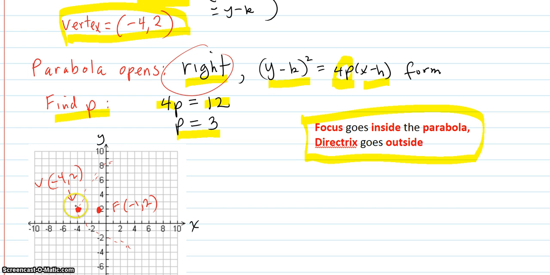And the directrix is 3 units on the other side. 1, 2, 3. So it's this line going through there like that. And that line is x equals, you can see, -7. So if you do have to add and do some math, it's just the x-coordinate of the vertex adding on 3 for the focus and subtracting off 3 for the directrix, and that's how you get to these various values there.